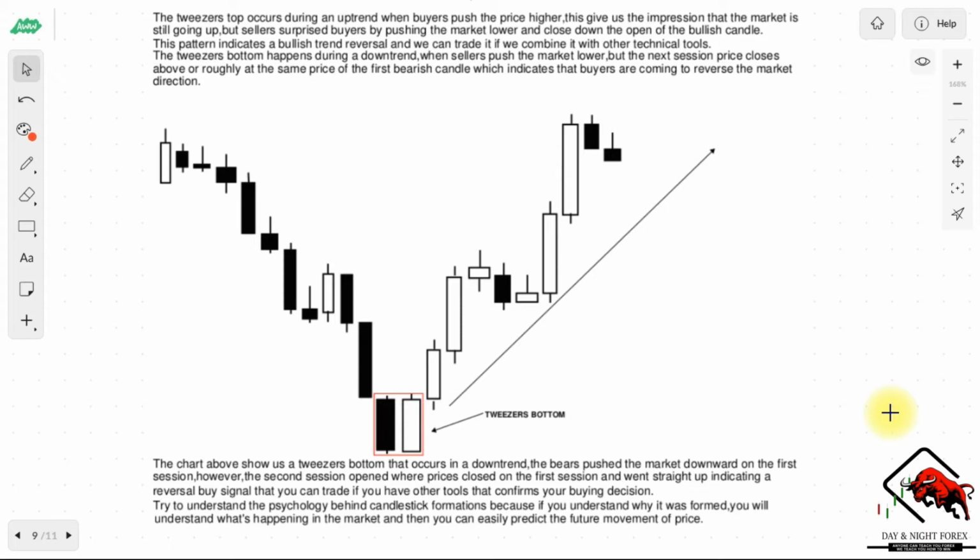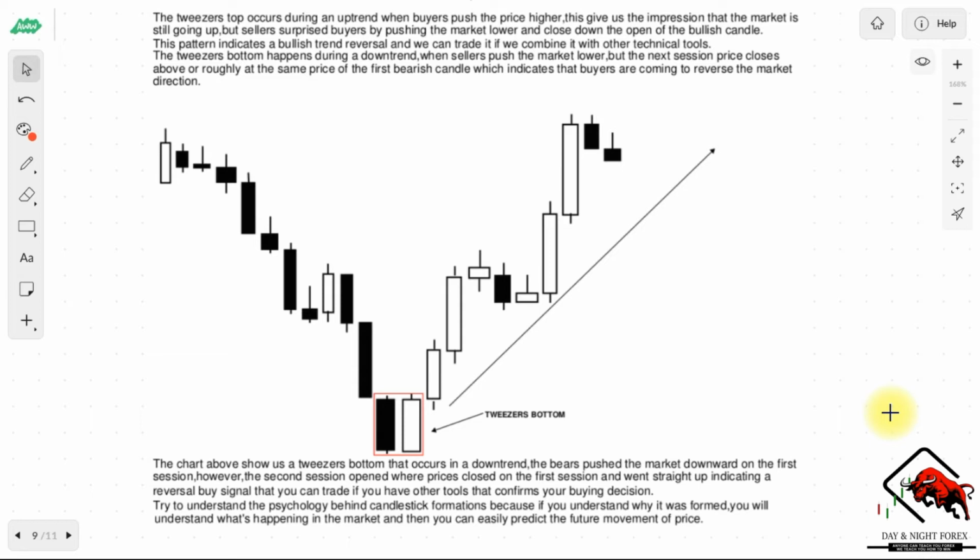This gives us the impression that the market is still going up, but the sellers surprise the buyers by pushing the market lower and closing down below the open of the bullish candle. So this pattern indicates a bearish trend reversal, and we can trade it if we combine it with other technical tools. The tweezer bottom happens during a downtrend when sellers push the market lower, but the next session price closes above, roughly at the same price as the first bearish candle, which indicates that buyers are coming in to reverse the market direction.